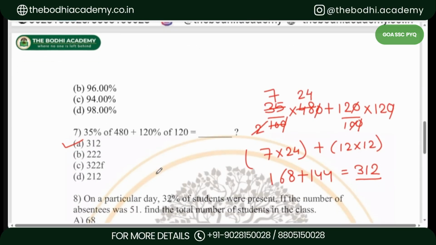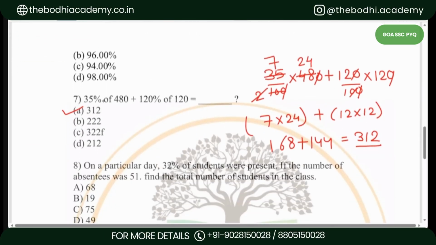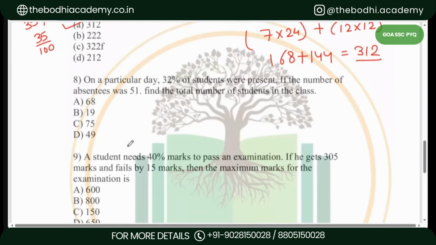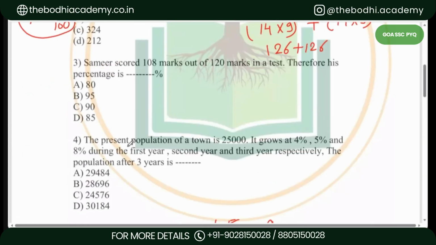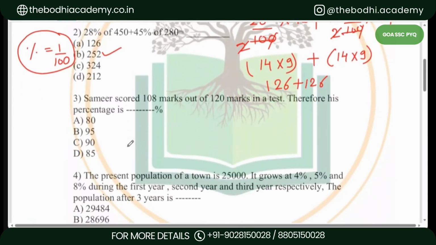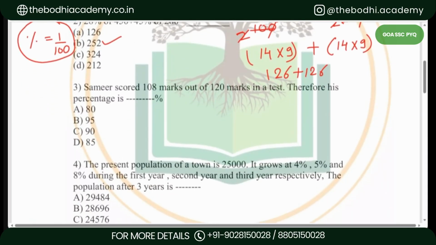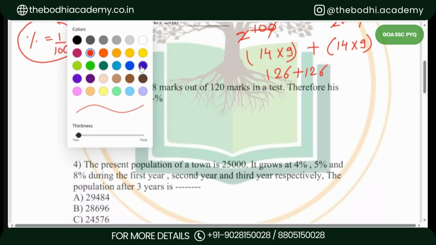Okay. Next such question which we have done is 35%. Again, 35% means 35 upon 100 times 480 plus 120% means 120 upon 100 times 120, and we will solve this question. Fine. So these are three simple questions. Let us move to a bit higher level questions. Let us take question number 3 into account.